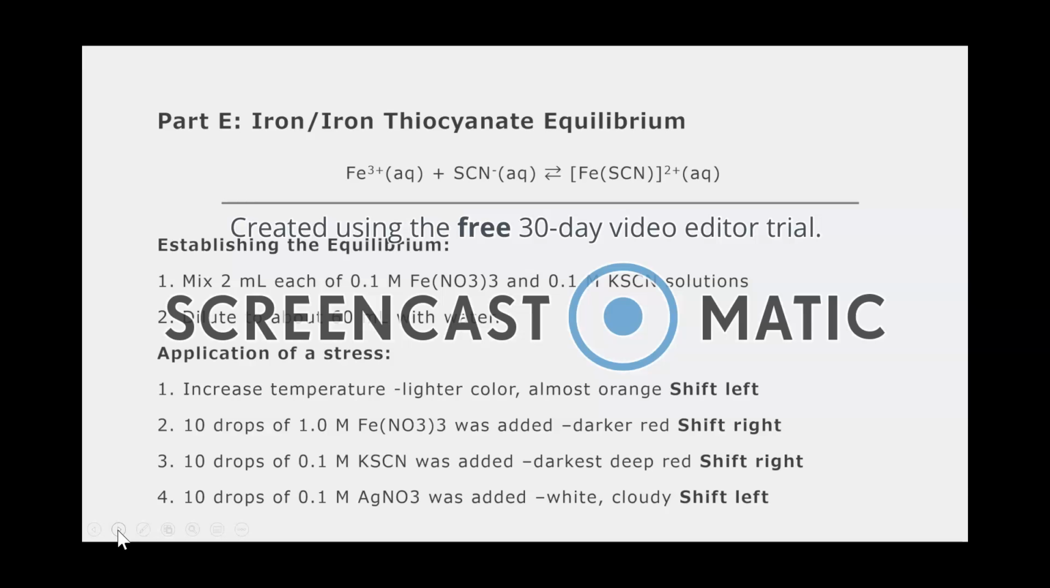And the last stressor was adding 0.1 molar silver nitrate, which caused a white opaque color to form, and this caused a shift left because of the decrease in the thiocyanate.